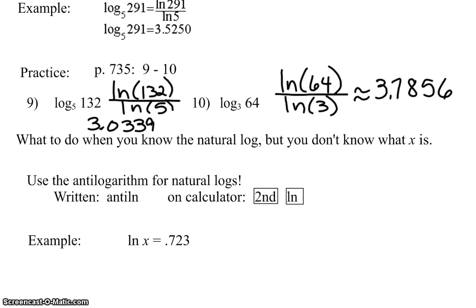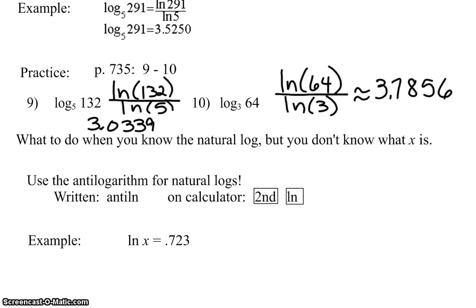The solution for the log base 5 of 132 was 3.0339, and the solution for the log base 3 of 64 was 3.7856. Now, what do you do when you know the natural log, but you don't know what x is?